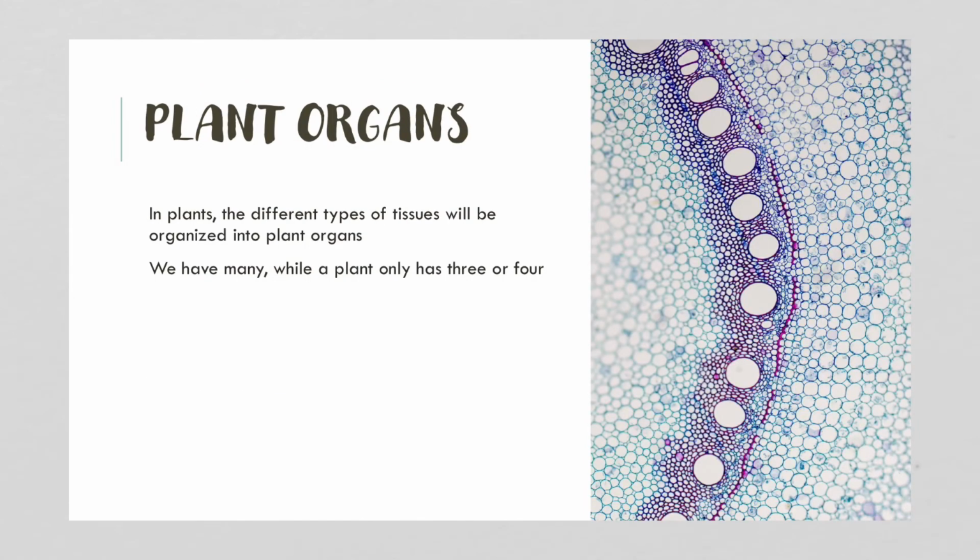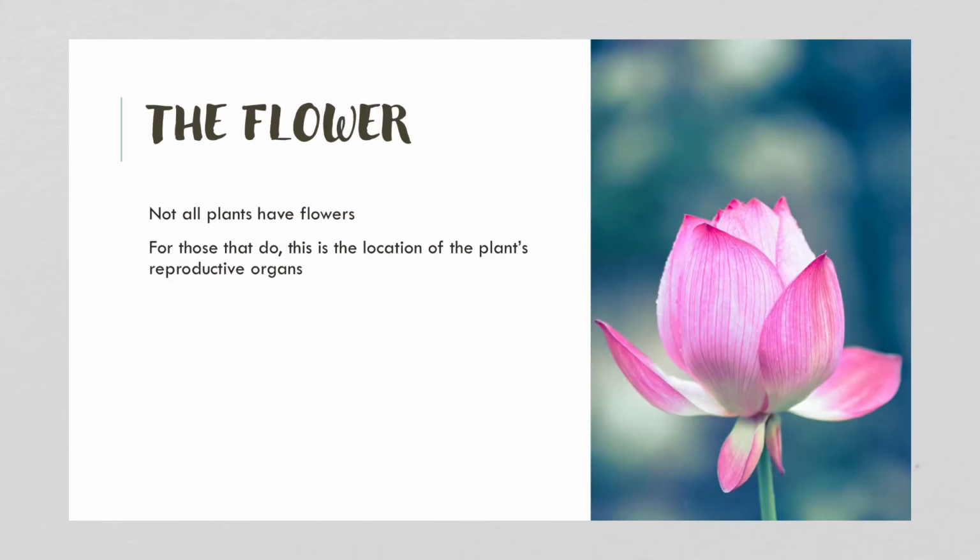So plant organs. In plants, the different types of tissues will be organized into plant organs. We have a lot more different types of organs than plants do. They only have about 3 or 4. For instance, the flower. So, and not every plant even has a flower, but the ones that do, that's going to be the location of the plant's reproductive organs. The stigma and the style, and the ovaries, and so on.